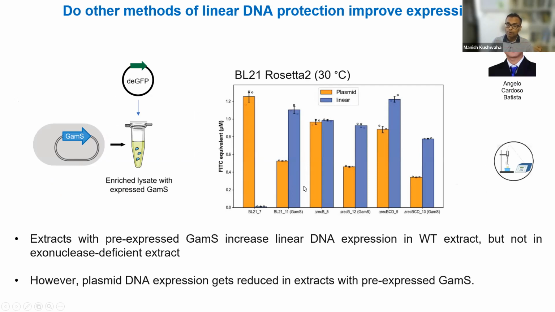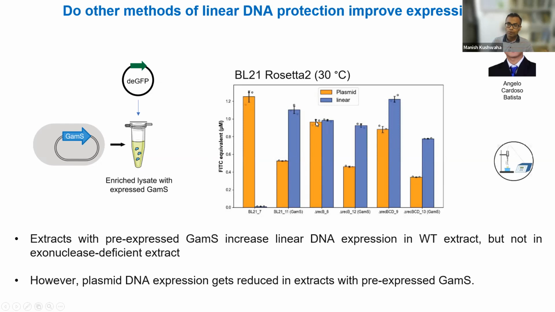And then we also found the same behavior in gamS-containing extract. When you compare the wild type lysate, adding the gamS really increased the protection for linear DNA. In the wild type extract without gamS, there was almost no expression, but with gamS you get high expression from linear DNA. But in the exonuclease-deficient extract, there is no added advantage of the gamS pre-expression. In fact, it seems that gamS reduces the expression from these extracts.